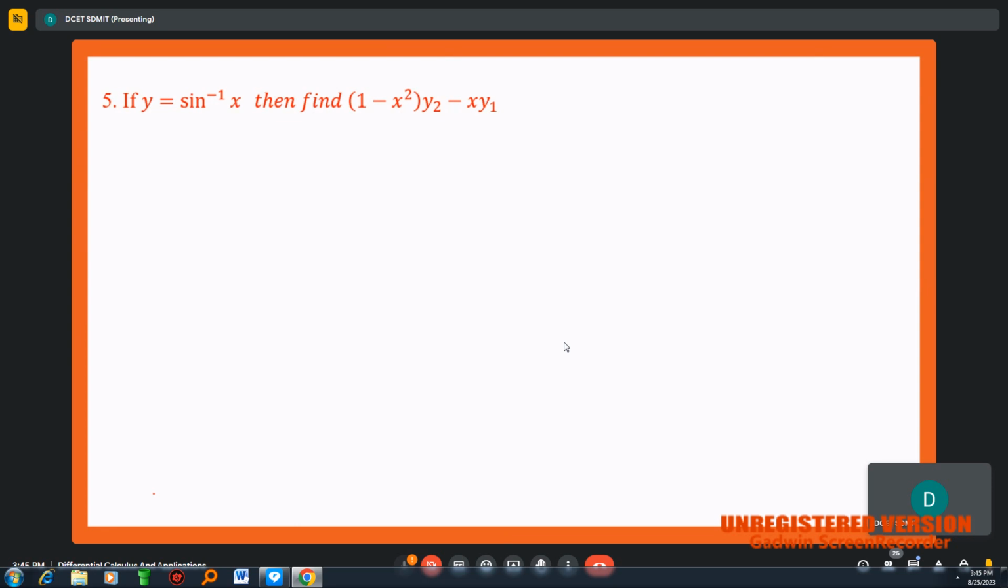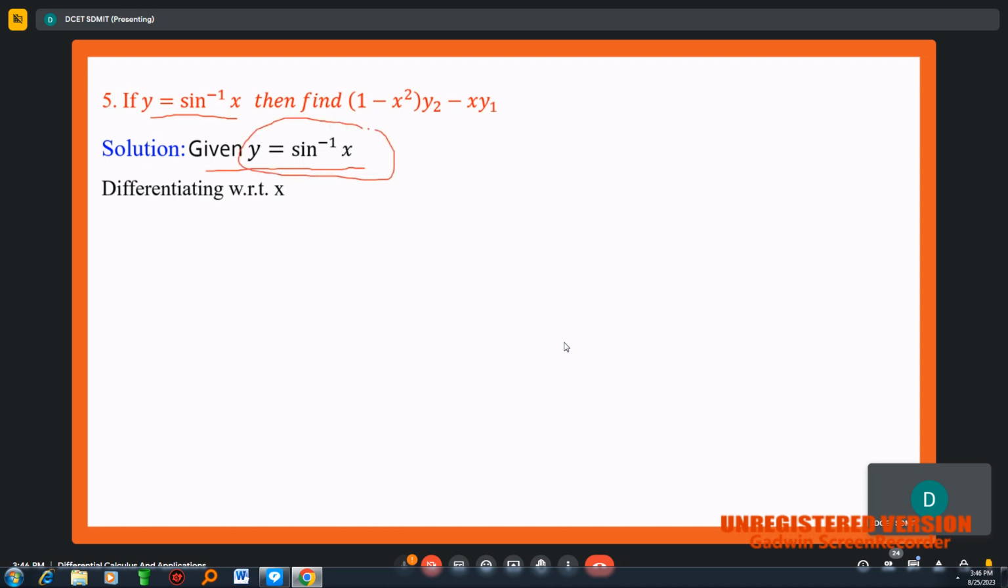Next problem here. If y is equal to sine inverse x, then find 1 minus x square into y2 minus x into y1. We have to find out the value for this. Now, what is given here? The given function is y is equal to sine inverse x. Now, we are differentiating y is equal to sine inverse x with respect to x.